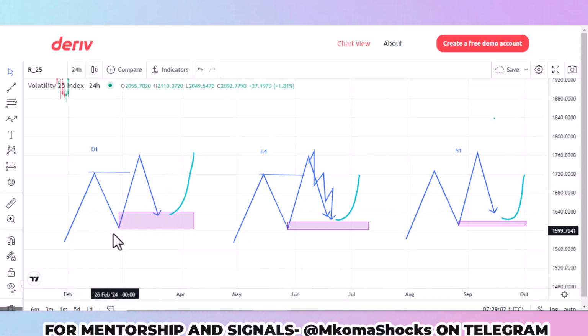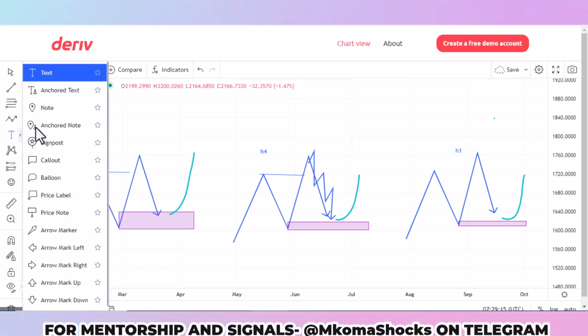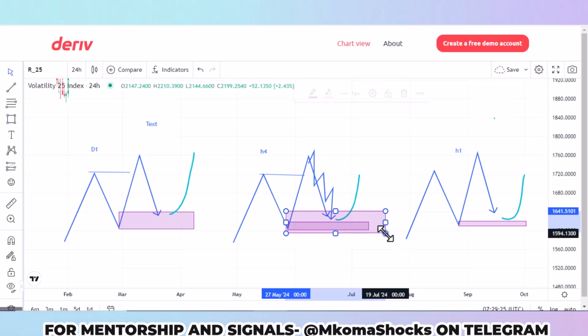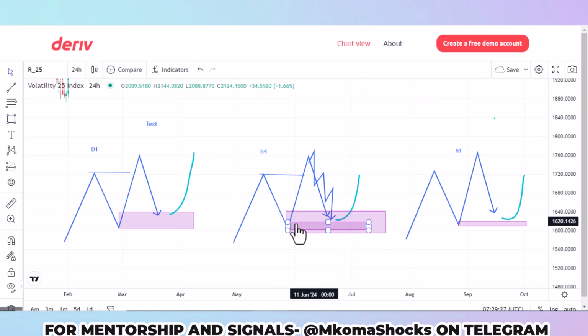So after identifying an order block on the D1, you go to the H4, you identify an order block on the H4 that is inside the D1 order block. You understand? If we are to draw to scale here, you'd see that on the H4, the D1 order block will be something like this. And what you're going to do is choose an order block on the H4 inside the order block on the D1.